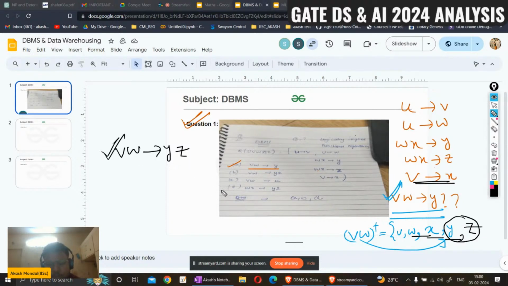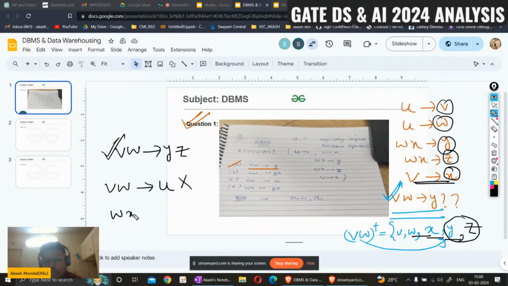So let's take the next one, which is VW to, I think this is U. Now this is definitely not correct, because if you see the right hand side, there is no U. So this is obviously incorrect. So you cannot derive the U from VW. Okay, let's see the next one.